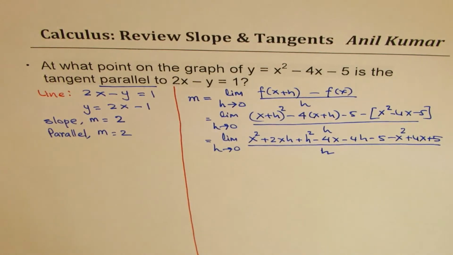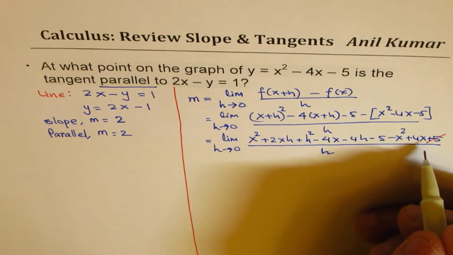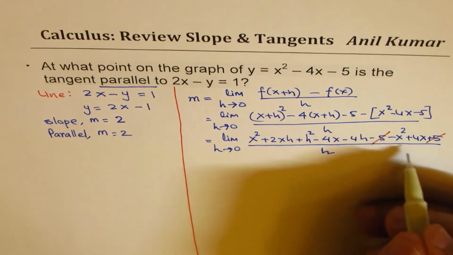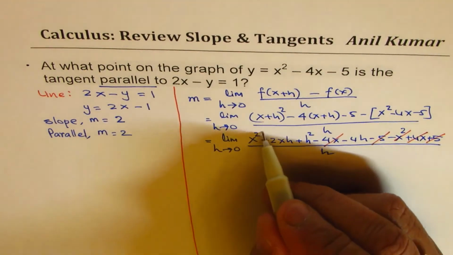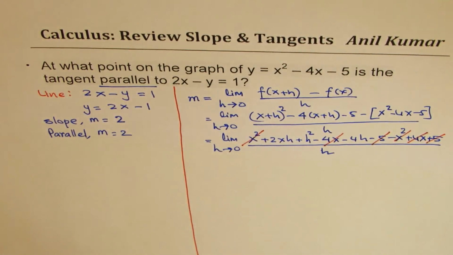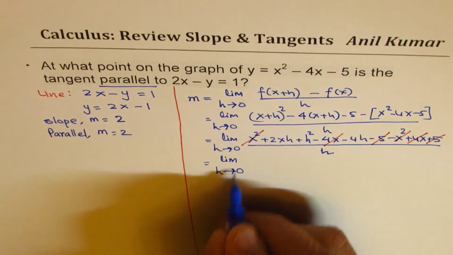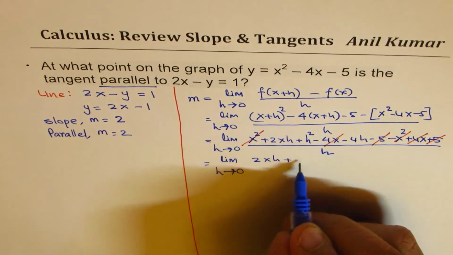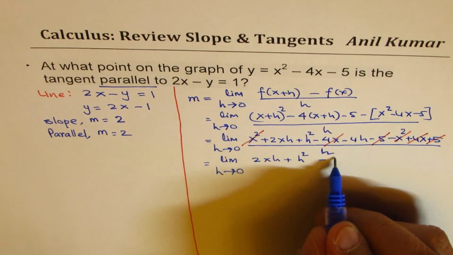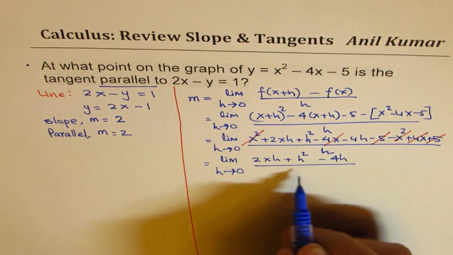See what can be cancelled. All these terms should cancel, 3 of them. So 5 cancels with, where is our 5? This is there, minus 5 plus 5. 4x with this 4x and x squared with this x squared. What remains is limit h approaches 0. We have 2xh plus h squared minus 4h. Okay, that's it, over h.